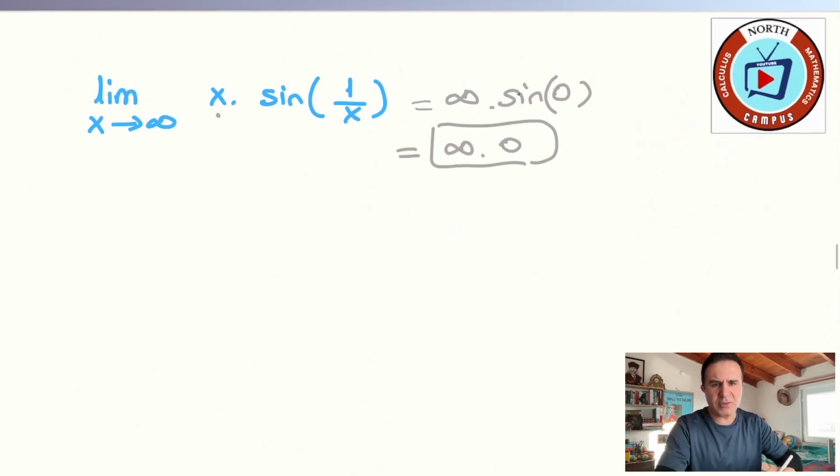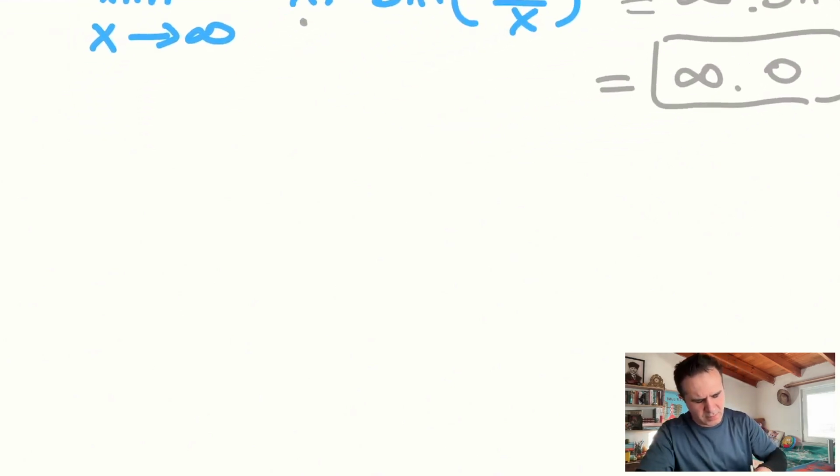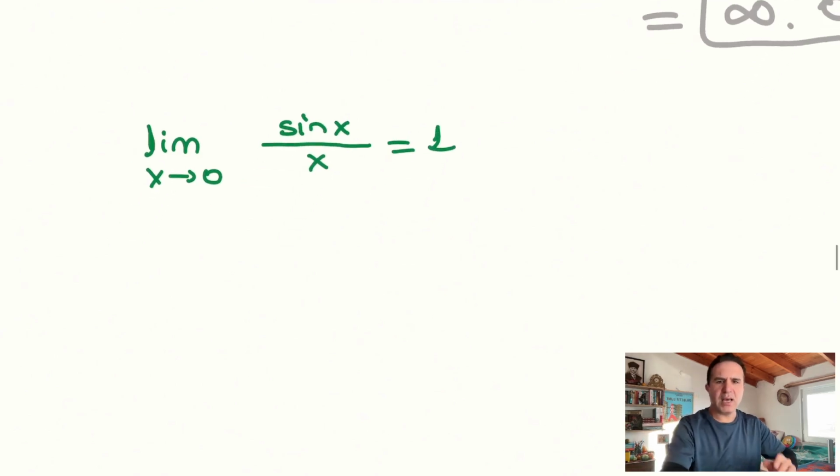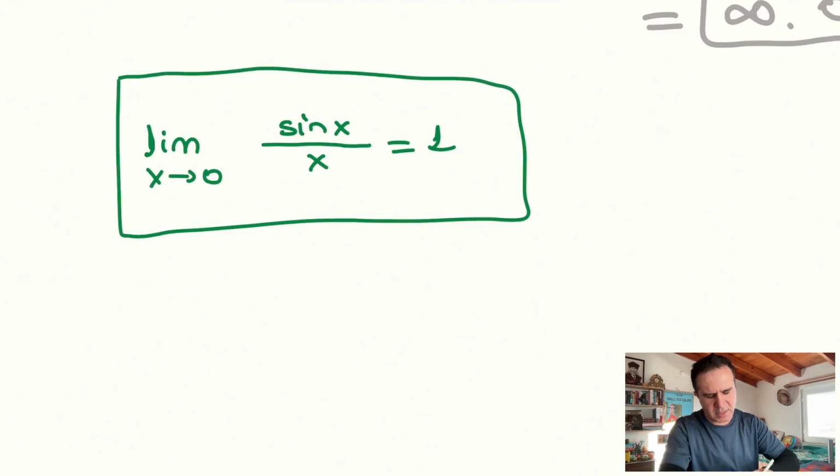We need to rewrite the given expression. The key idea here is to turn the given expression into a known limit. We know that the limit as x approaches 0 of sine x over x is equal to 1, and we will use this fact here. This is one of the most important limits in calculus.